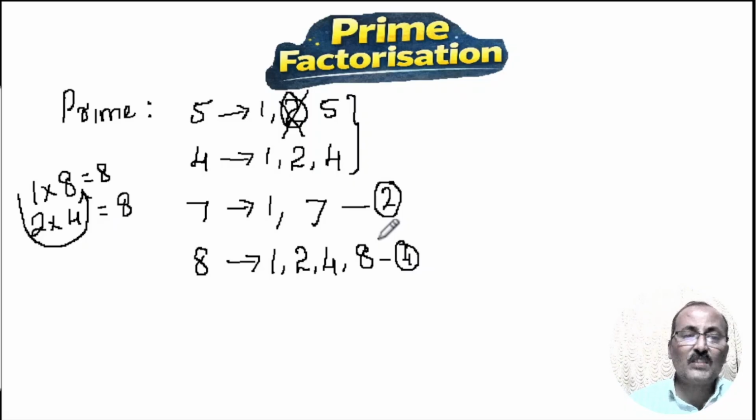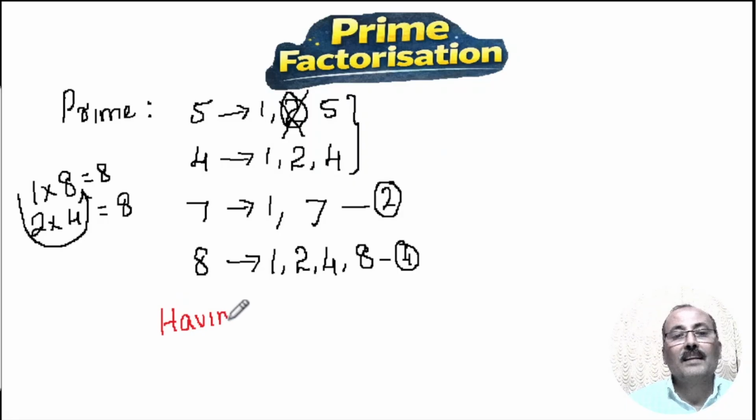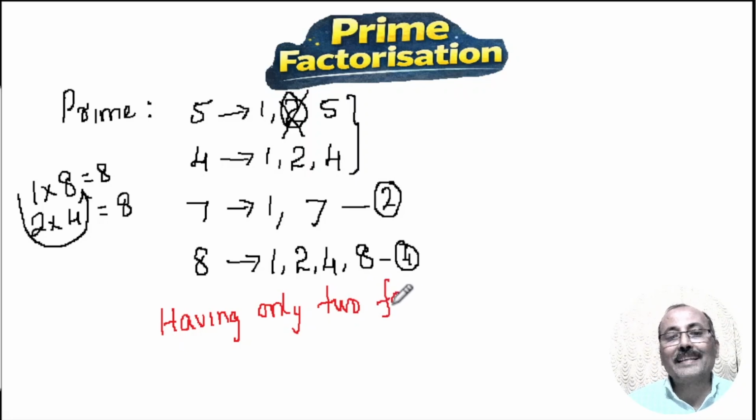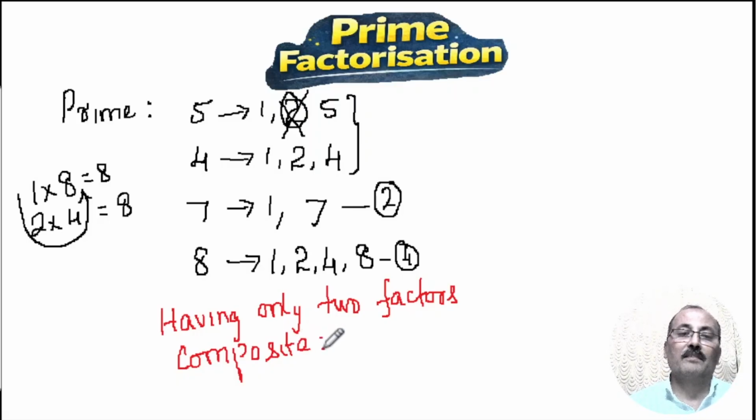But in these 4 examples, two numbers have only 2 factors and two numbers have more than 2 factors. Therefore, what is a prime number? Having only 2 factors. Only 2 factors is a prime number. Then what about a composite number? The next word is composite. What is a composite? It means having more than 2 factors. So here 4 and 8 are composite numbers. Whatever the number is, you can find this.